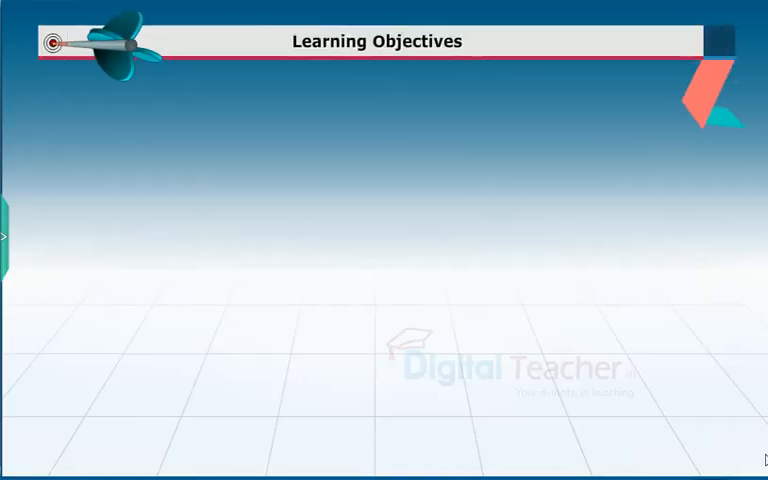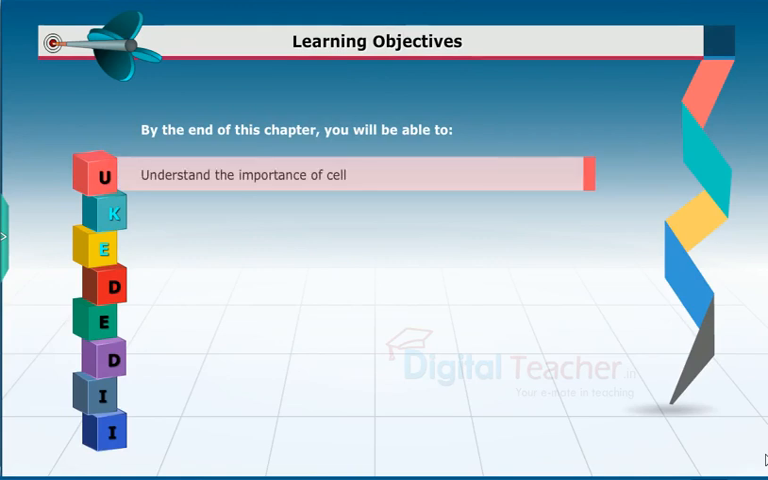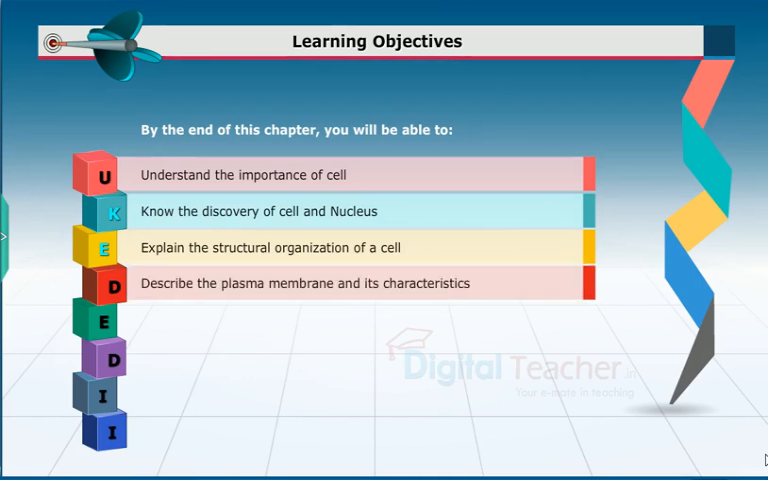Learning objectives. By the end of this chapter, you will be able to understand the importance of cell, know the discovery of cell and nucleus, explain the structural organization of a cell, and describe the plasma membrane and its characteristics.